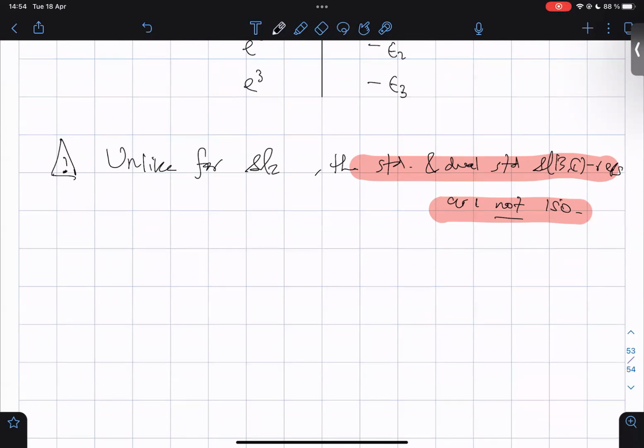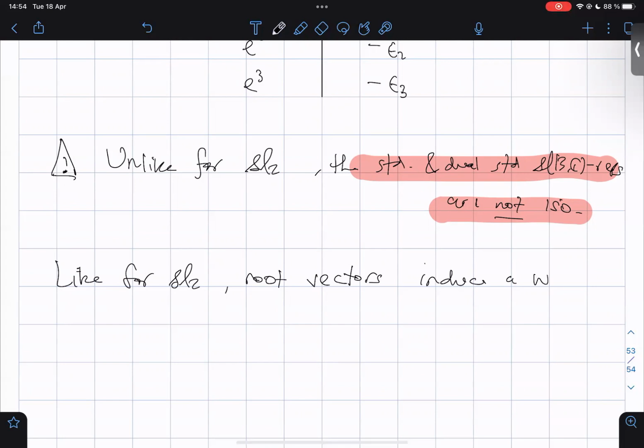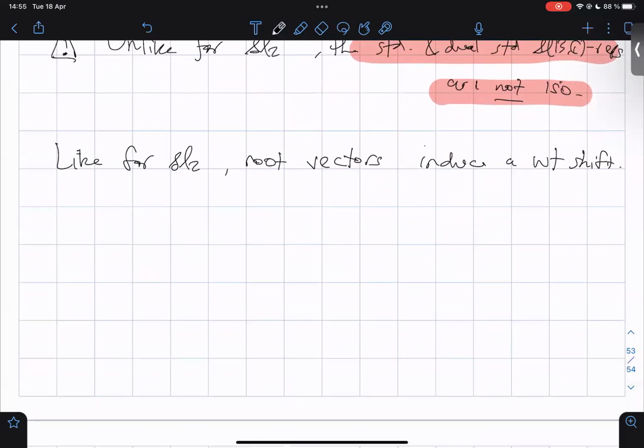Now let's make some parallels to the SL2 case, going off of the Cartan subalgebra. What about other root vectors? Like the analog of the X or the Y, these raising operators. Like for SL2, root vectors induce a weight shift. Remember that X induces a weight shift by +2, Y induces a weight shift by -2. How do we show this in general?